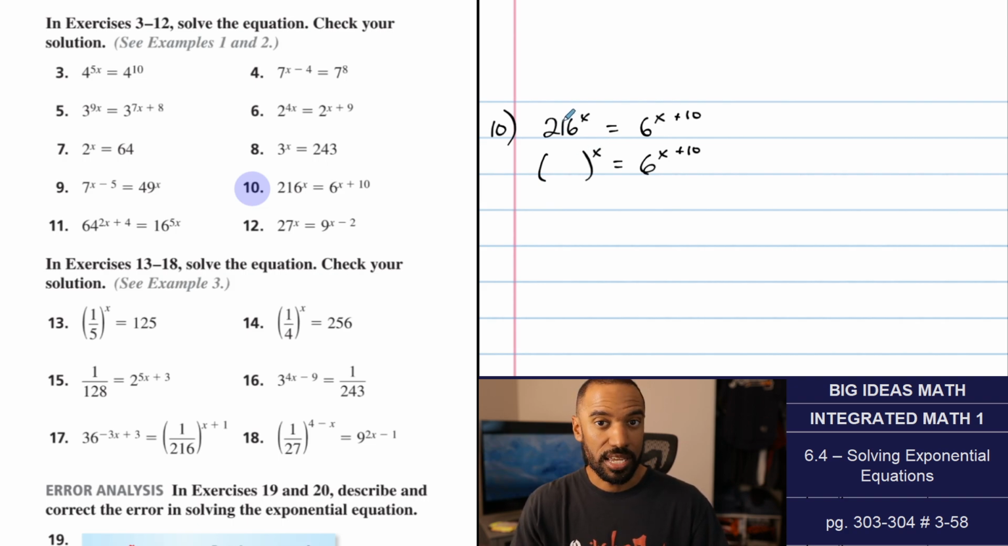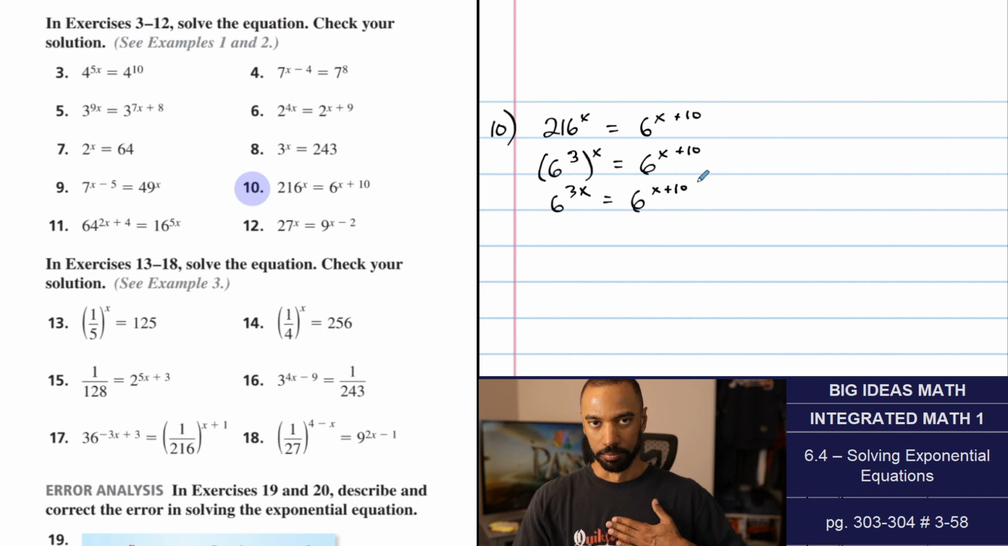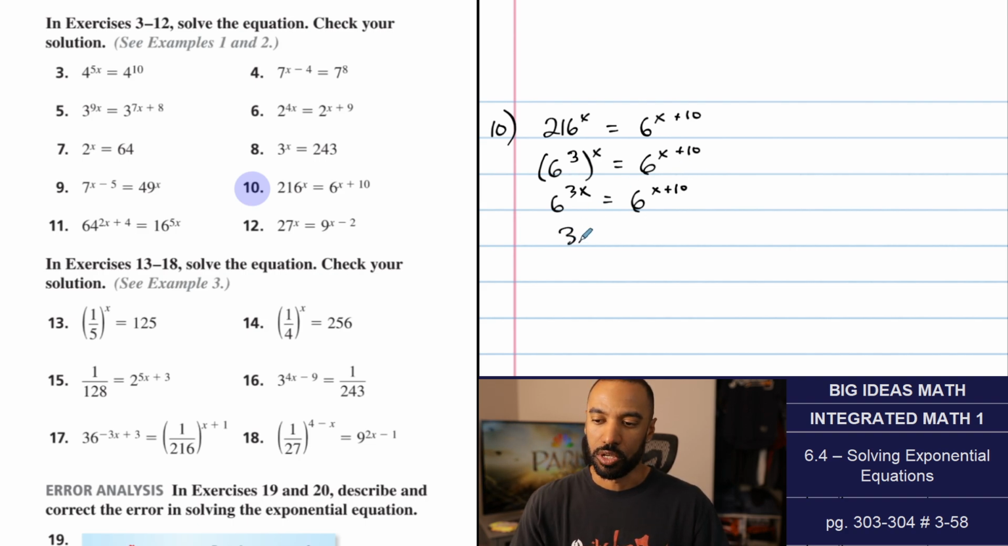Now, is 216 6 to some power? It actually is. It's 6 cubed. So I can rewrite that as 6 to, and then you think about it, some power. Oh, it's a 3. And then boom, the x was never forgotten or dropped along the way. These exponents will multiply to each other. That's the property at hand that we're playing with. 6 is our matching base. Set the exponents equal and solve.